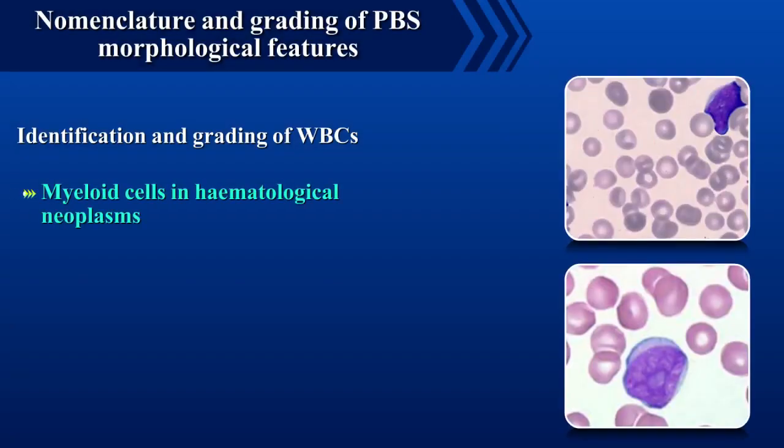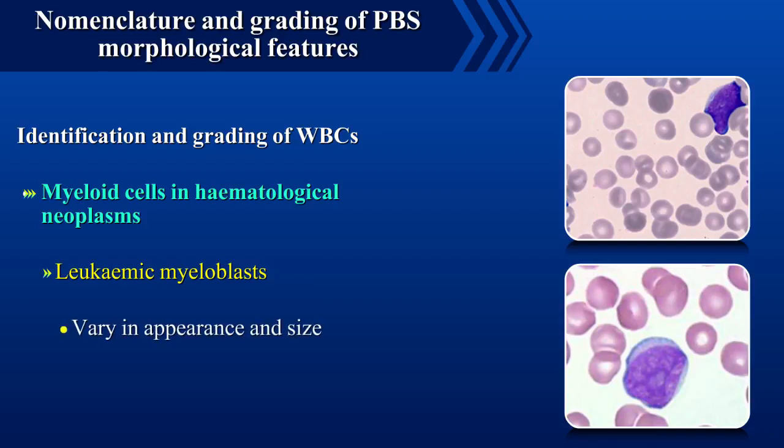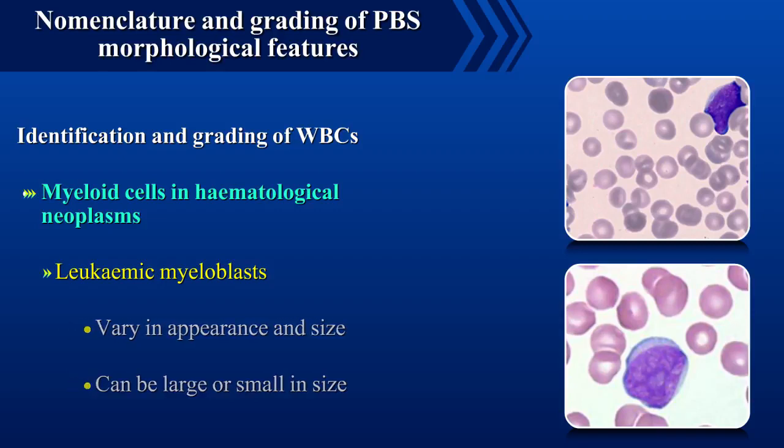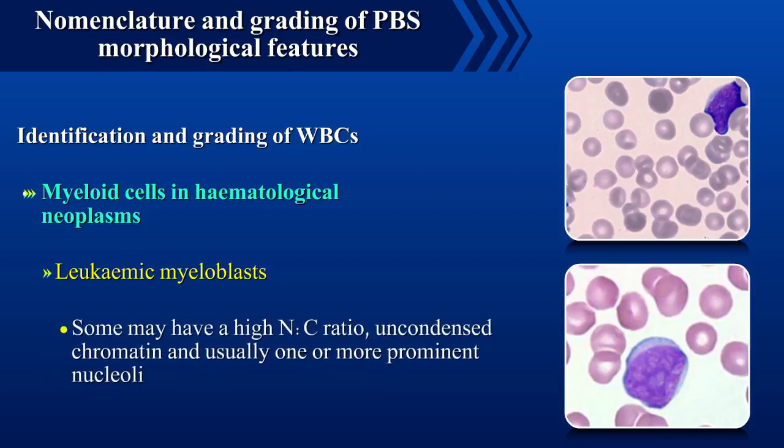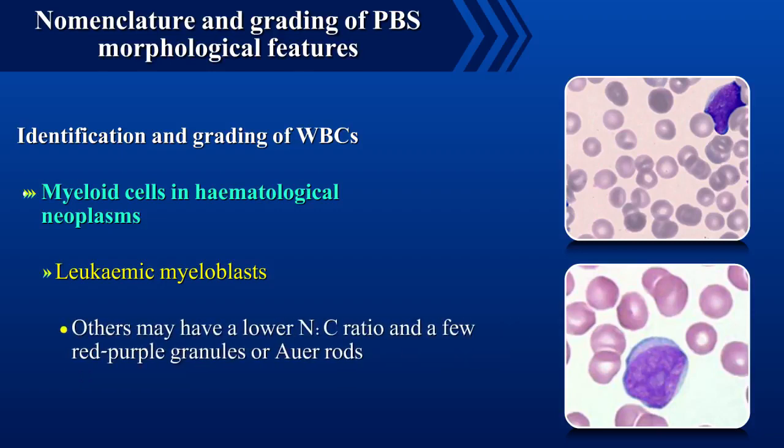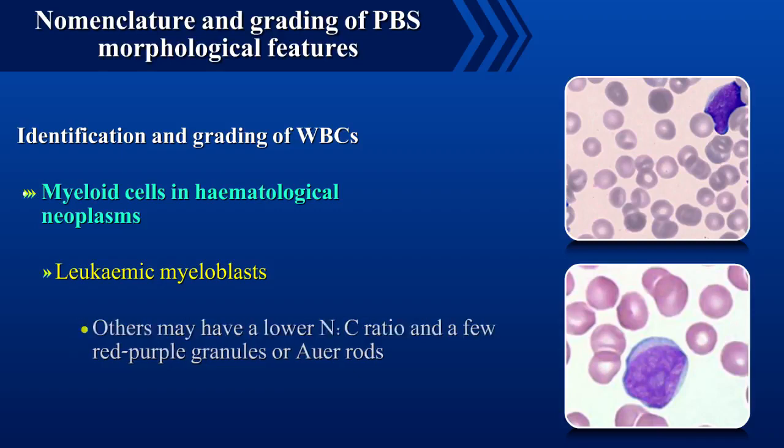Myeloid cells in hematological neoplasms. Leukemic myeloblasts vary in appearance and size. They can be large or small in size. Some may have a high nucleus to cytoplasm ratio, uncondensed chromatin, and usually one or more prominent nucleoli, while others may have a lower N/C ratio and a few red to purple granules or Auer rods.